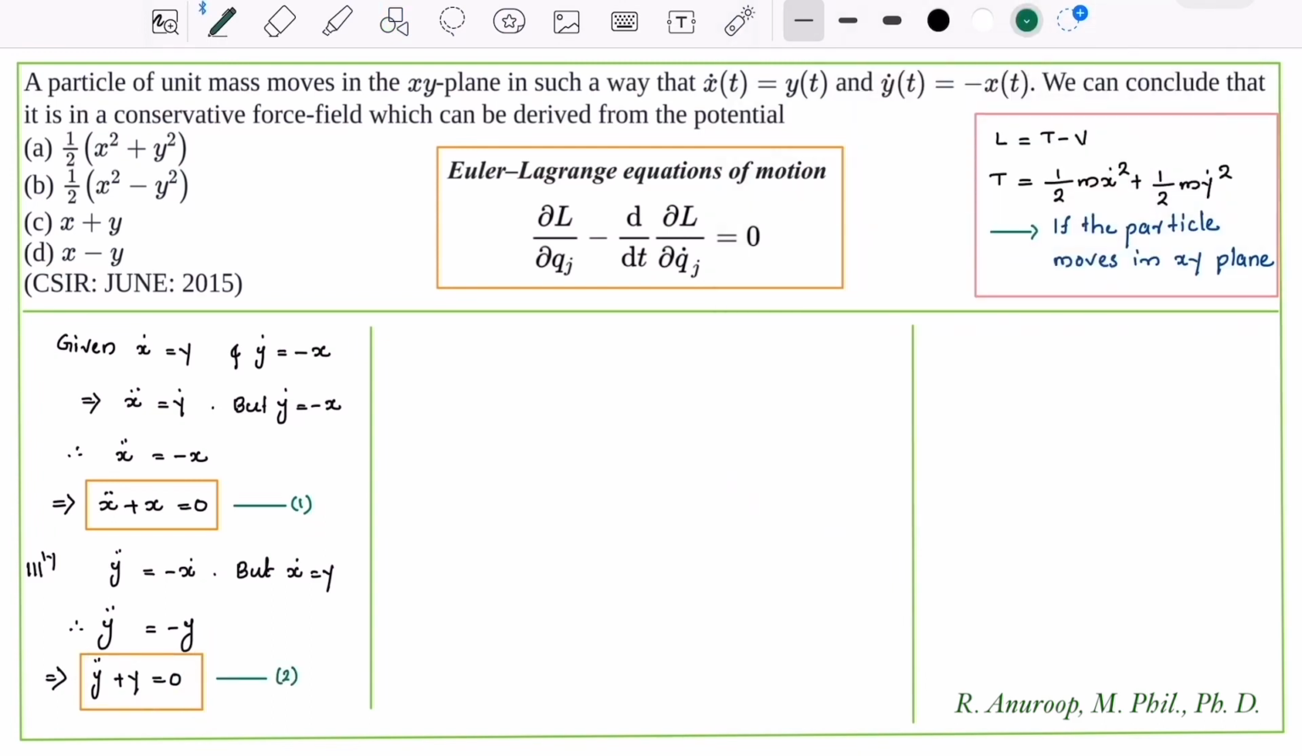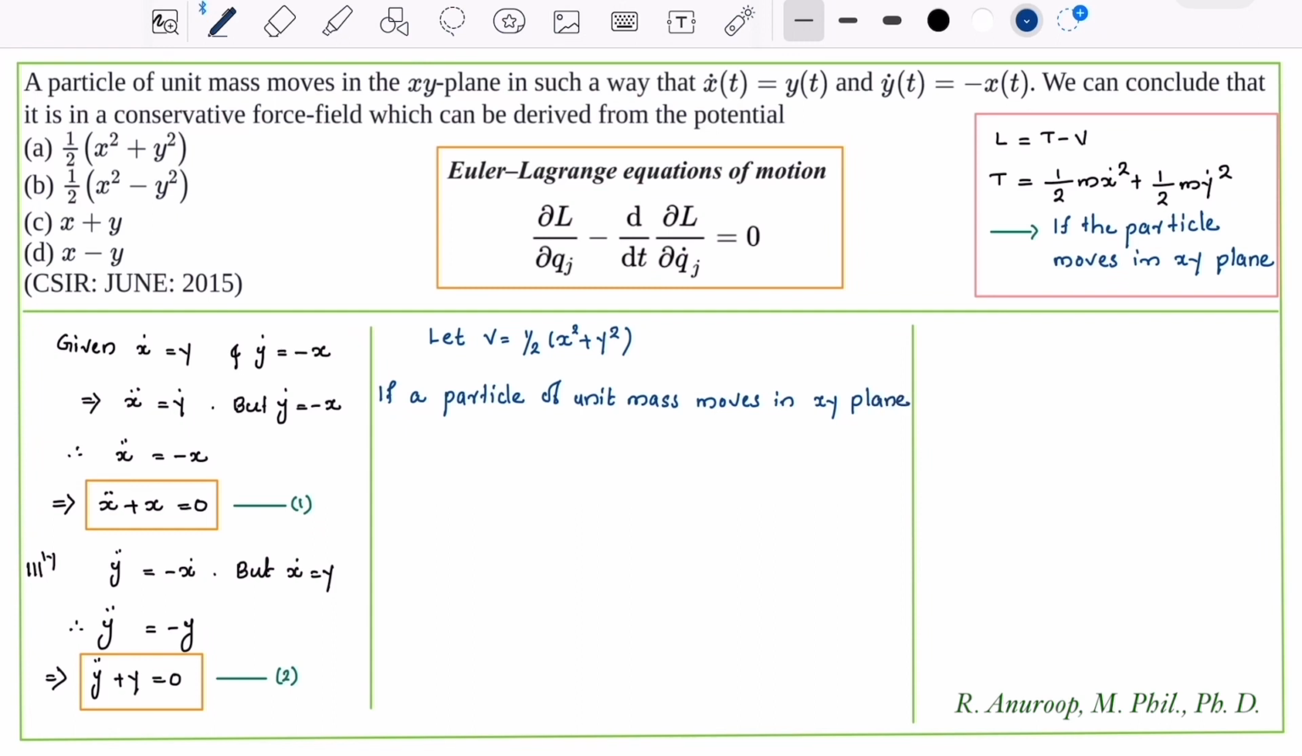Now, we have to find out the potential corresponding to the equation of motion representing equation 1 and 2. Let us assume that our potential V is equal to half x square plus y square. That is option A.